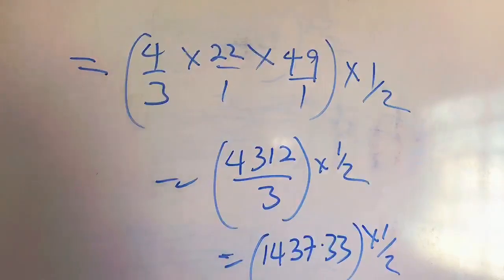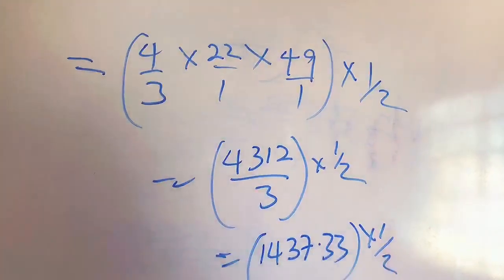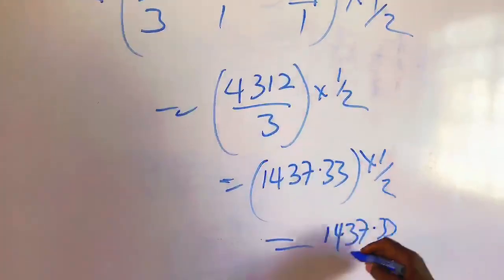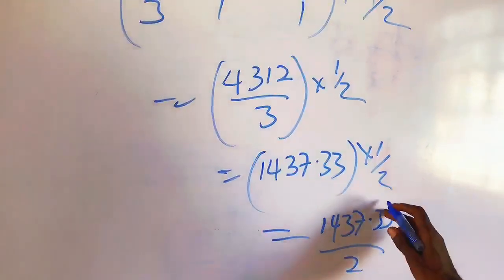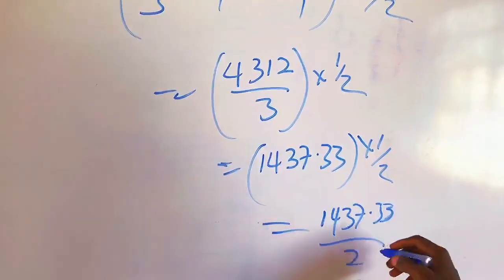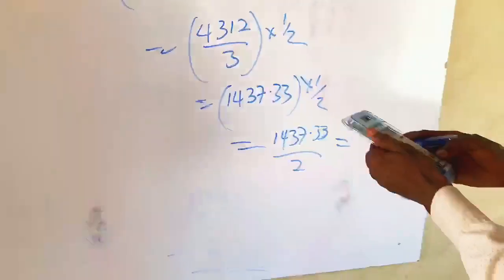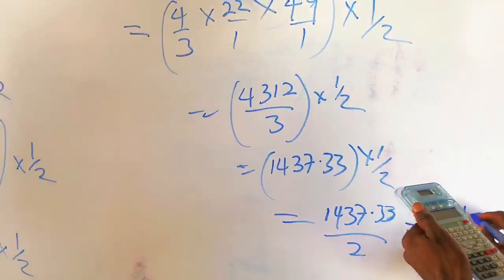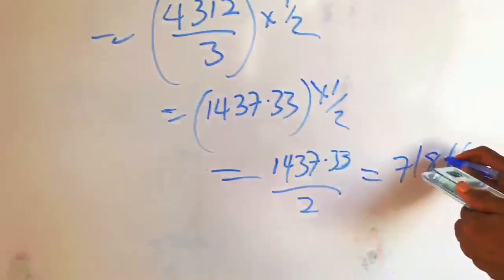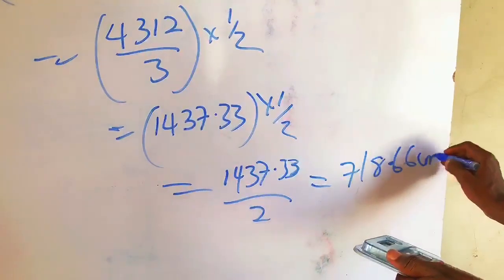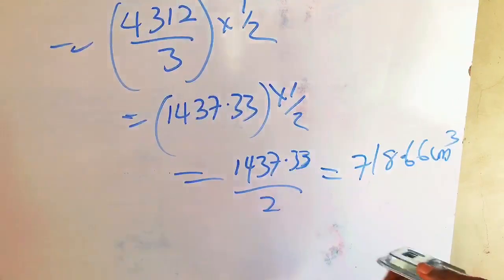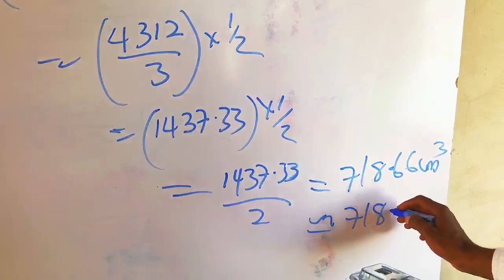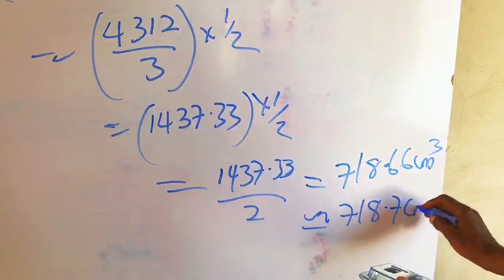So it is the same thing as saying all this divided by 2. It is the same thing as saying 1,437.33 divided by 2. This is equal to 718.66 centimeter cube, which can be approximated to 718.7 centimeter cube.